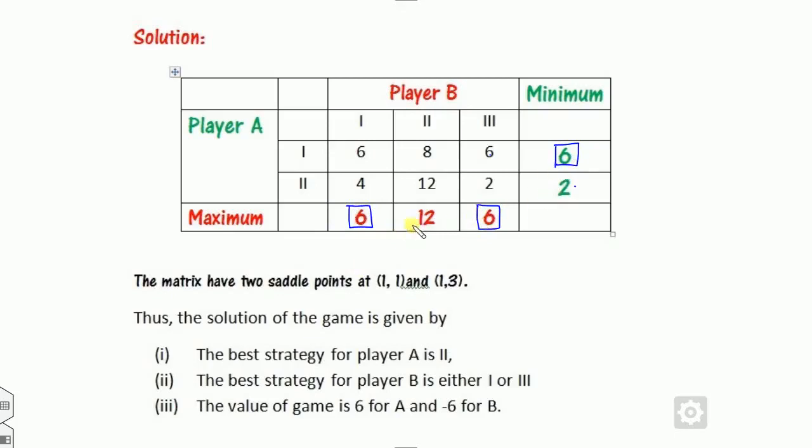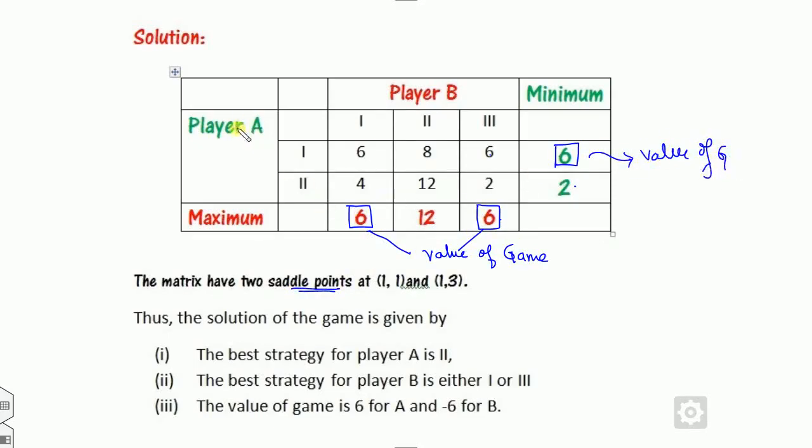Since here the maximum value is 6 and here it is 6, are they equal? Yes. So it means the saddle point exists. How many saddle points are there? There are 2. And this is called the value of the game. This is also called the value of the game.